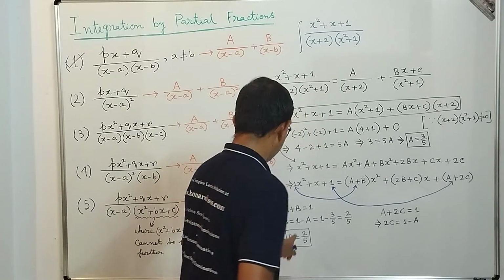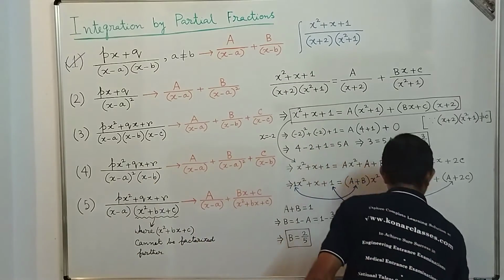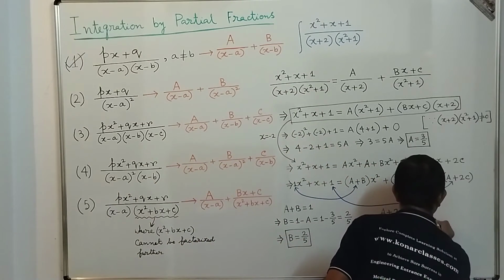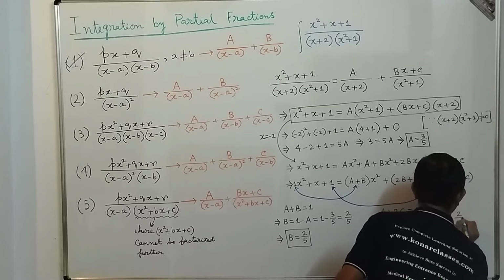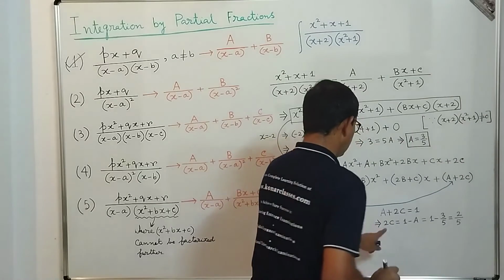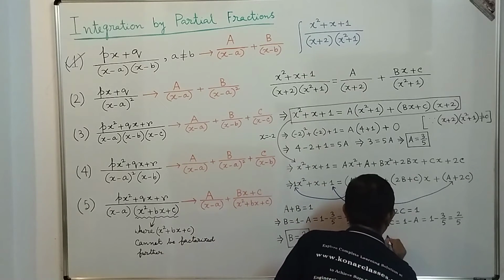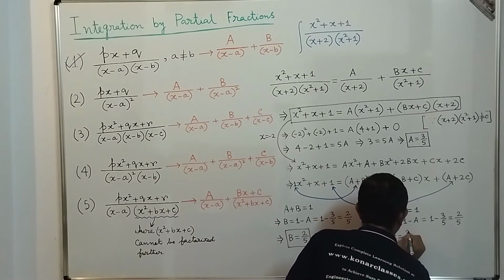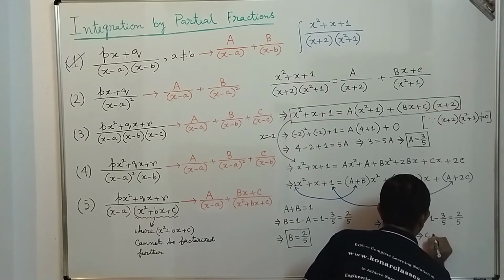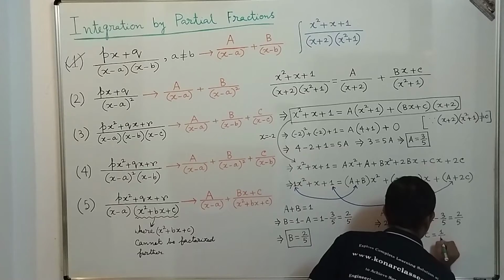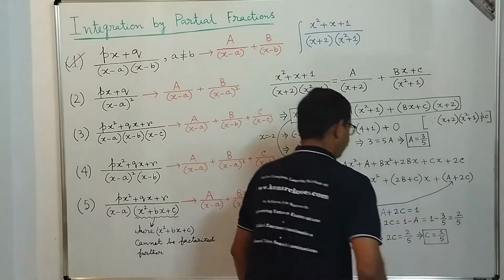1 minus a means what? We already found a, so 1 minus 3 by 5, that is equal to 2 by 5. So 2c is equal to 2 by 5. That implies c is equal to 1 by 5.